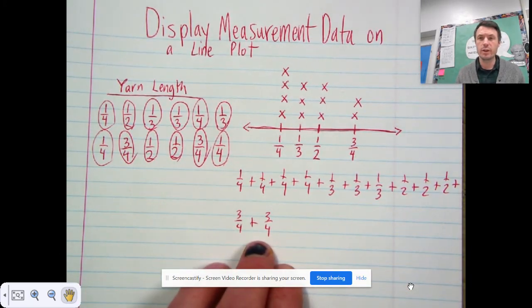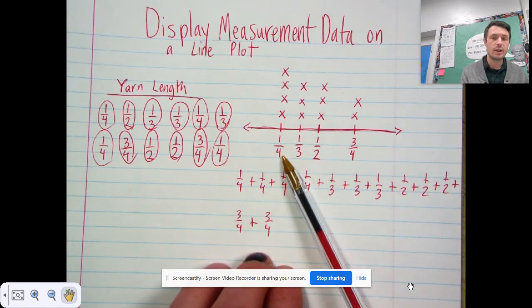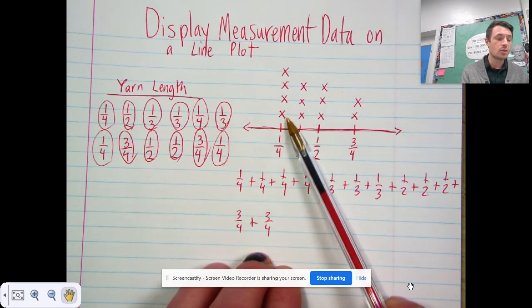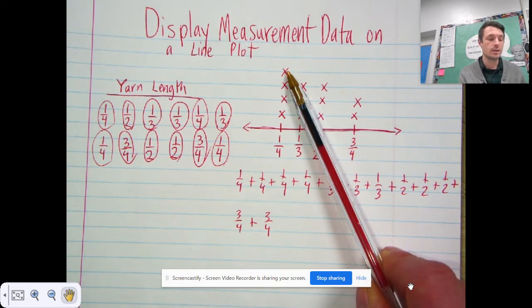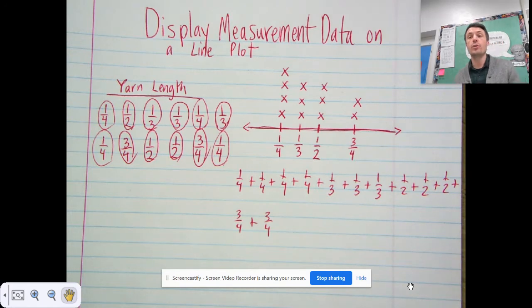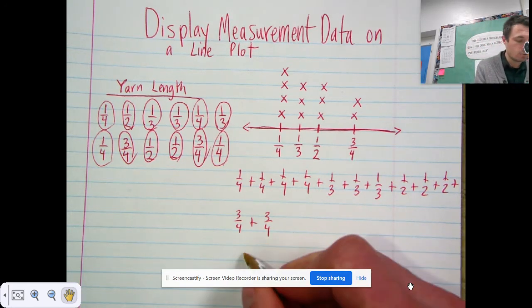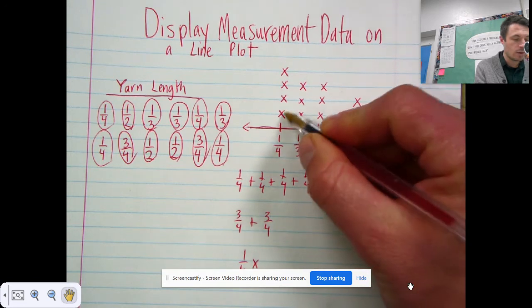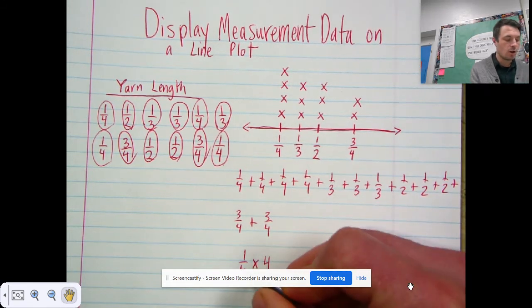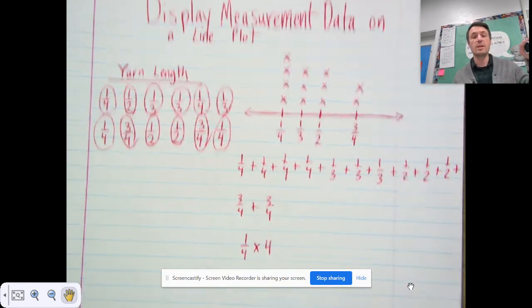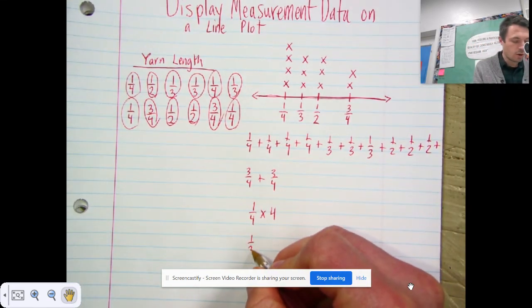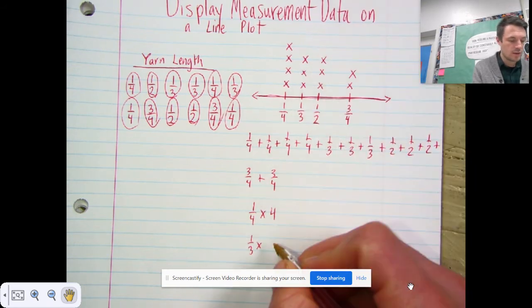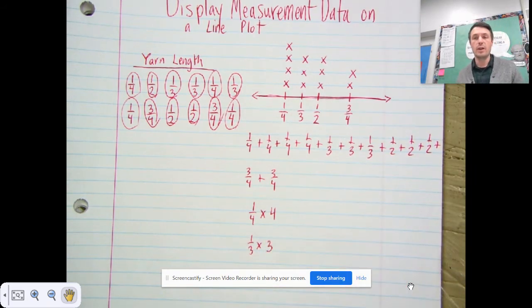But the easiest way to do it is going to be first to multiply each piece of yarn by the total number of pieces of yarn that are that size, and then add all those products together at the end. So it would be 1/4 times 1, 2, 3, 4. That'll give us all the yarn we have from pieces that are 1/4 of a foot long. 1/3 times 1, 2, 3. That'll give us all the total length of the pieces of yarn that are 1/3 of a foot long.